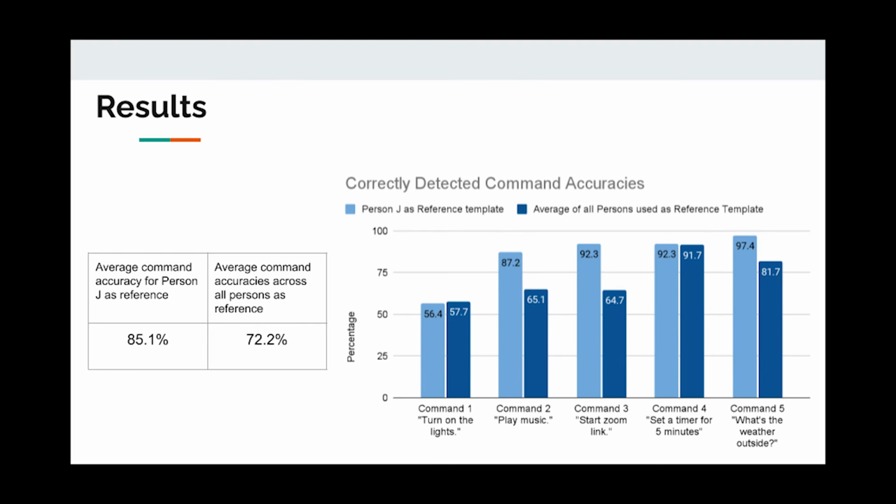These are our results for the command accuracies using person J as a reference template and also across all persons. Some observations are that there is a higher accuracy for command 4 and 5, and the higher accuracy may be due to the fact that command 4 is a longer command, as well as command 5 being the only question in our list of commands. The specific intonation needed for a question may have helped our system easily distinguish it from other commands.